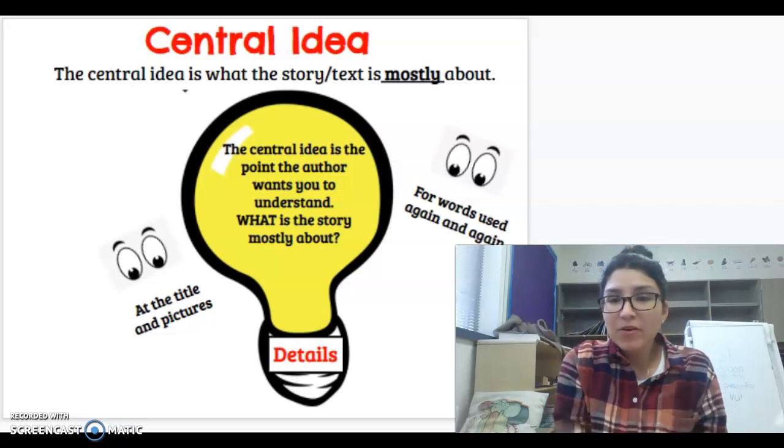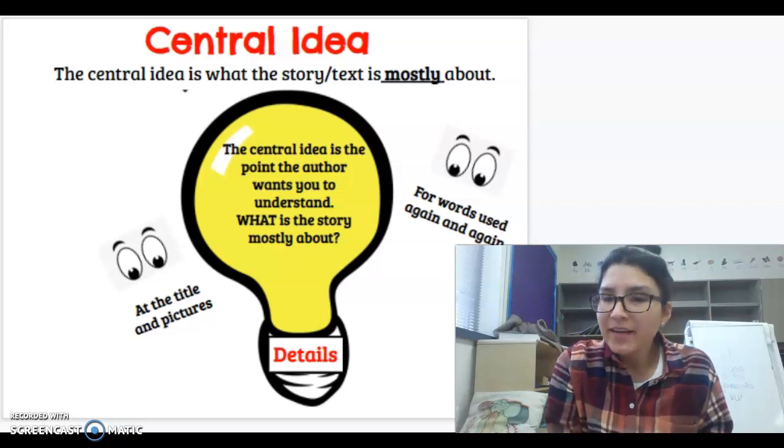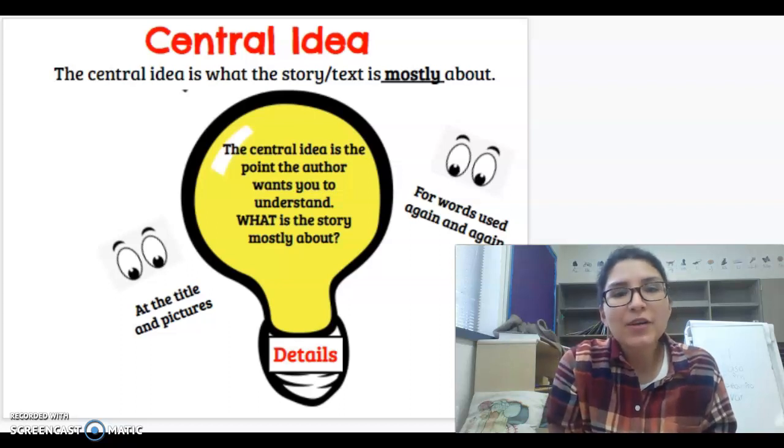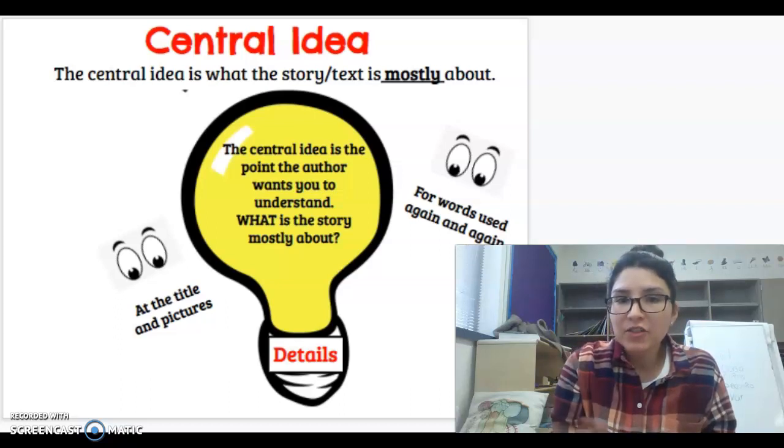Today we are going to be going over central idea. Now we've reviewed this a few times, so this should all sound very familiar. So central idea. The central idea is what the story or text is mostly about, right? So I'll give you an example here in a moment, but let's just go over this little poster.